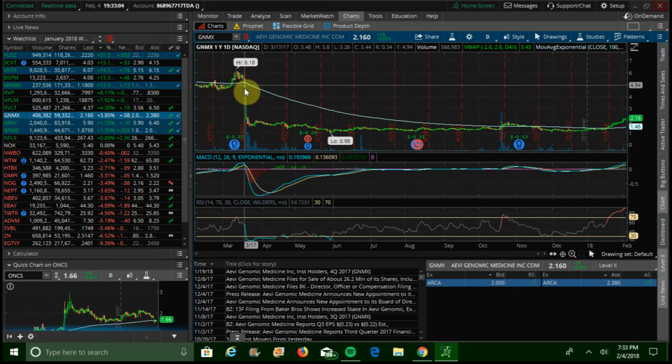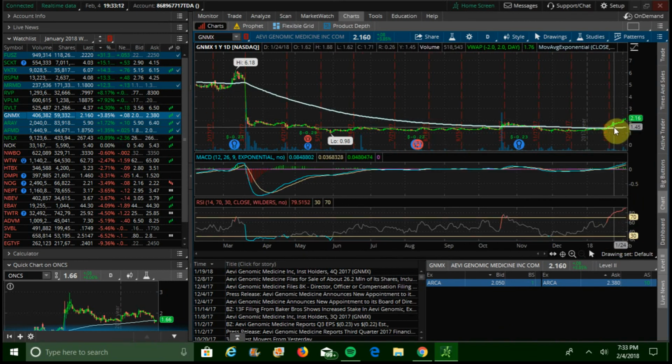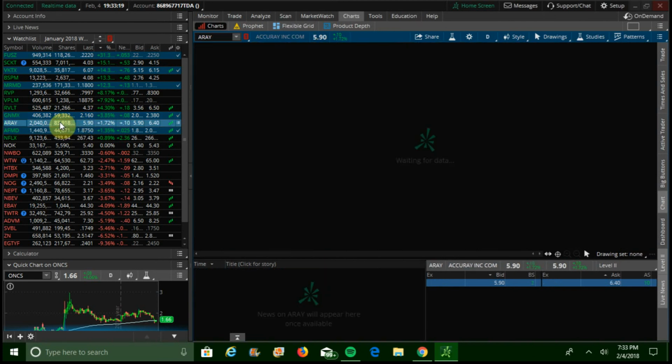I don't like this big drop right here. This big drop is never a really good sign, and it's pretty overextended. But because it's been green for so long and it's over the 100-day moving average, it gives me an idea that, hey, it might have some legs to go a little bit higher.